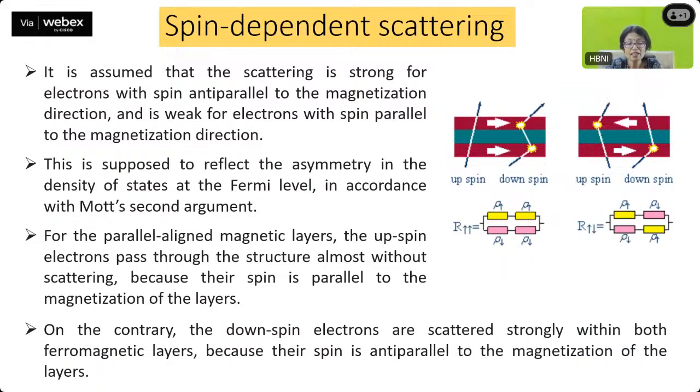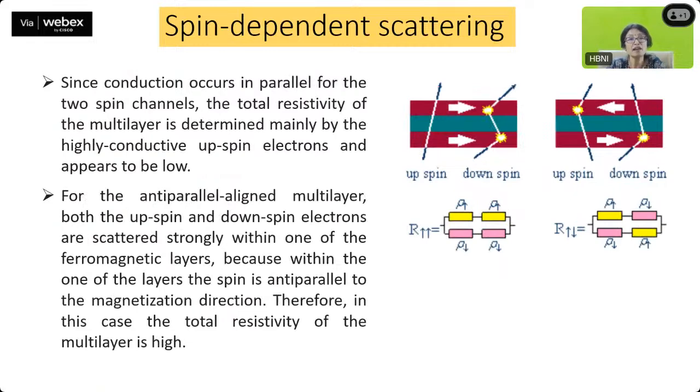So for the parallel aligned magnetic layers, the upspin electrons pass through the structure, as you can see over here, almost without scattering, because their spin is parallel to the magnetization of the layers. On the contrary, the downspin electrons are scattered very strongly within both the magnetic layers because their spin is anti-parallel to the magnetization of the layers. So in one case you have a lot of scattering, in the other case much less scattering. Since conduction occurs in parallel for the two spin channels, the total resistivity of the multilayer is determined mainly by the highly conductive upspin electrons, and it appears to be low.